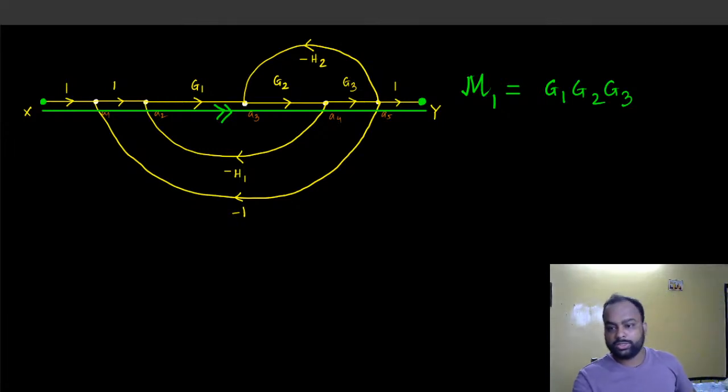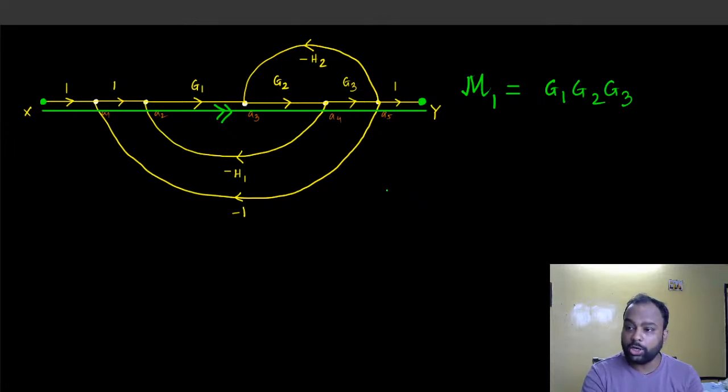So I think you understood this one, right? We have one directed path, a forward path starting from node X and going to node Y. That's understood, right? Do I have any other directed paths? No, we don't.